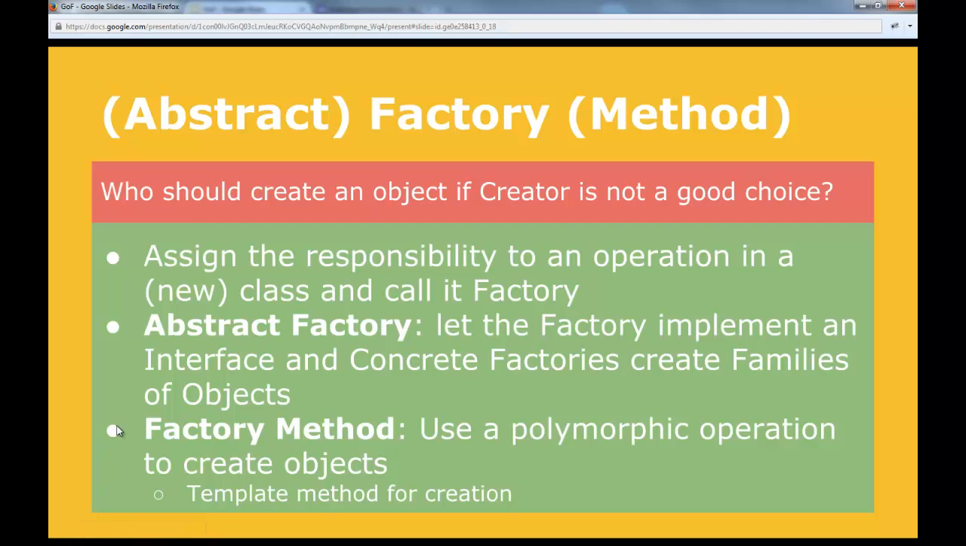All right, as you saw earlier, we had this problem of who should create stuff. And we then have a couple of patterns, often with factory as the name, abstract factory and factory method. And well, the problem is who should create an object if creator is not a good choice. As we saw in our example, creator was not a good choice because that added a dependency from the dealer to the type that we wanted. And factory then says that we should assign the responsibility to an operation in a new class and call it factory.